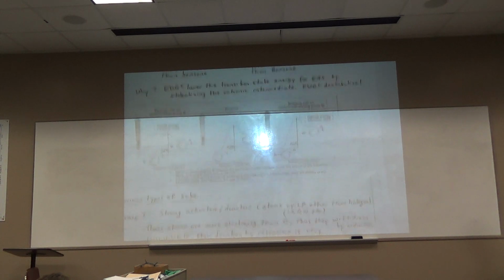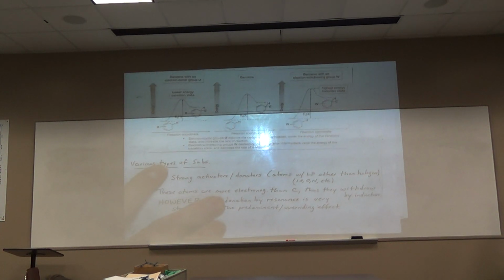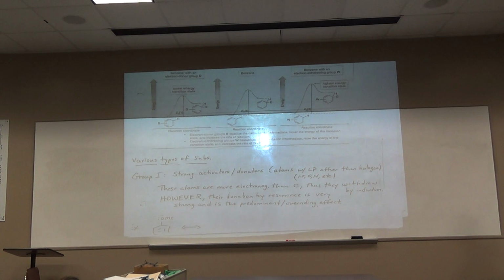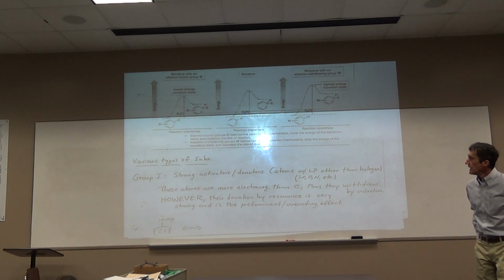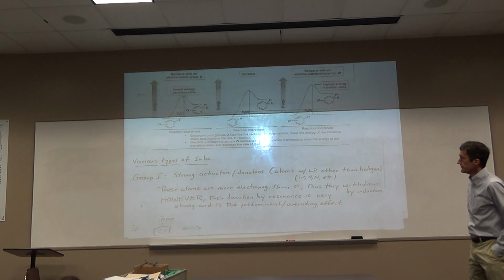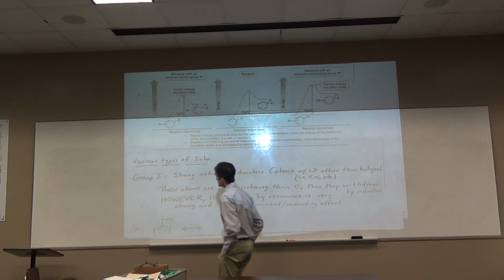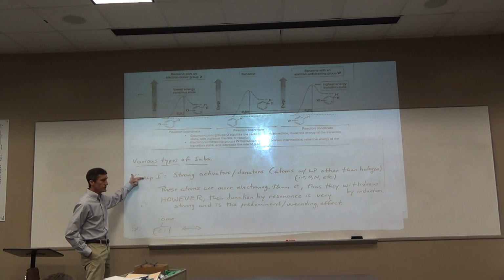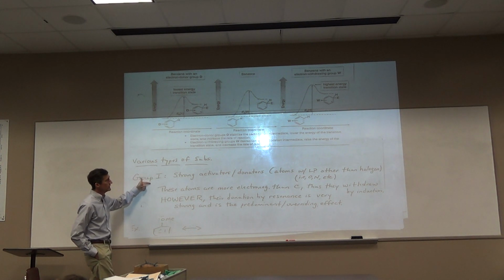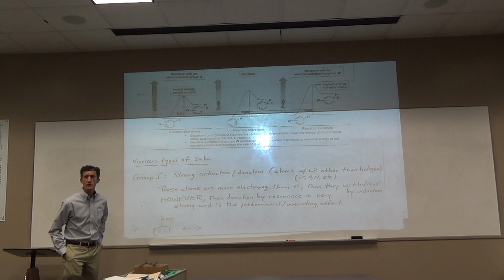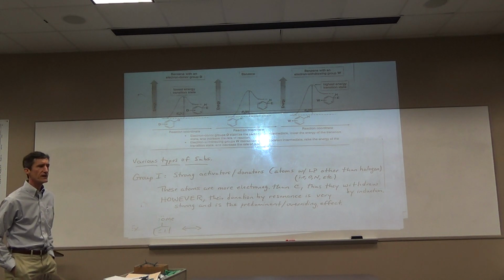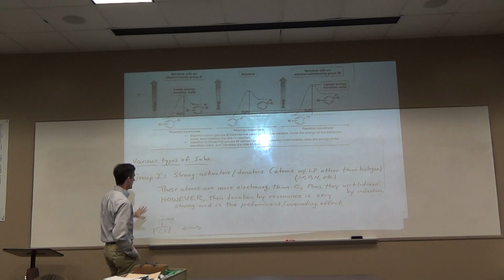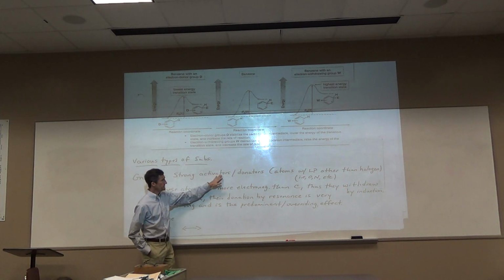What we have to do is look at different types of groups. Which ones are net donators, which ones are net withdrawers. Various types of groups or substituents. I classify these according to 4 groups, I think. Most books do this similarly. Some books only have like 3 groups. I classify it as 4 groups. Same terminology. Group 1, strong activators, donators.